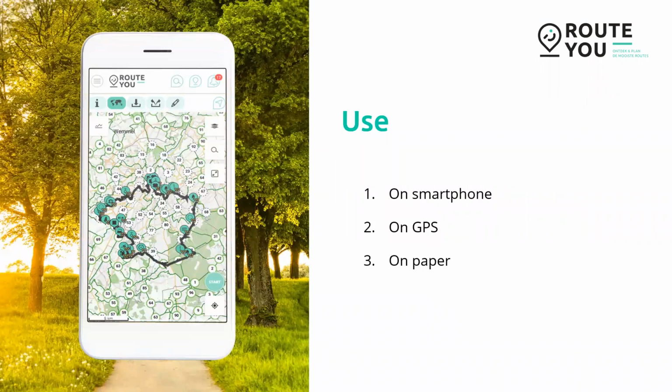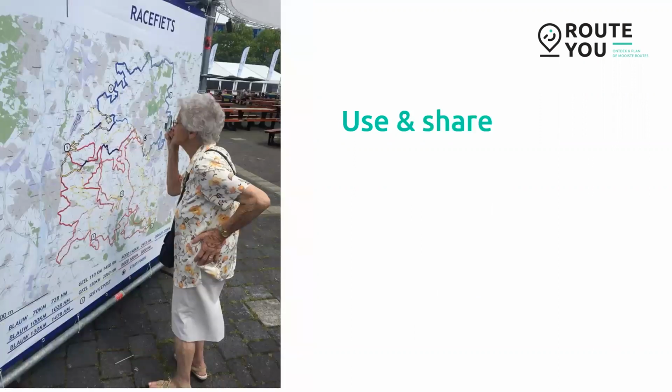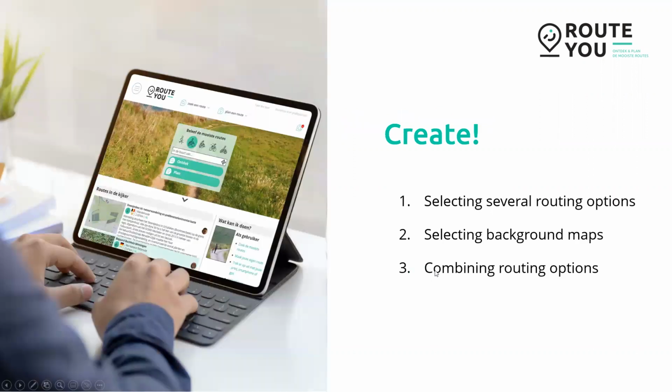I will follow up with going into depth about how you can use a route if you find one, if you selected one or you created one, as well as how you can use it on smartphone, on GPS, or on paper. We will also briefly look into the possibility of printing maps, because that's still very much used for events or for personal use. That's also a possibility.